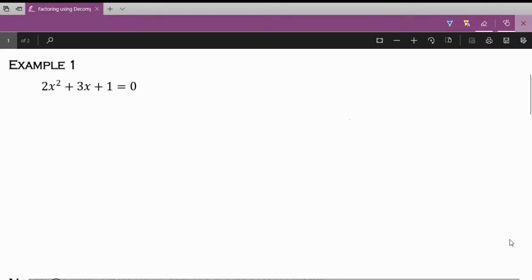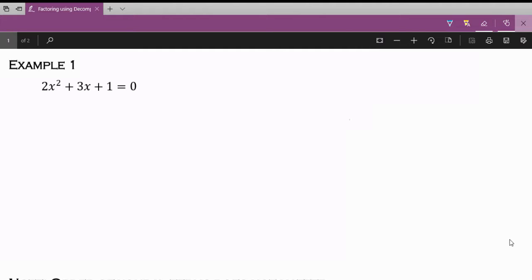Example number 1. Let's say we have this as our quadratic equation: 2x squared plus 3x plus 1 equals 0. And we want to solve this. That means we want to find the values of x that would make this equation equal to 0, so make the left side equal to the right side.